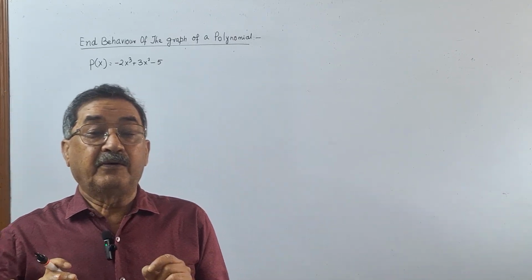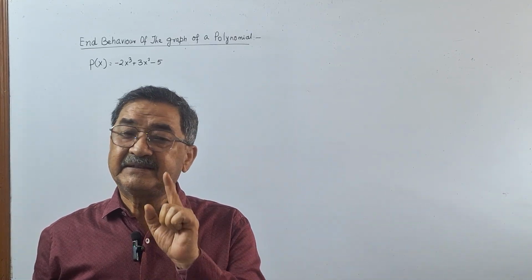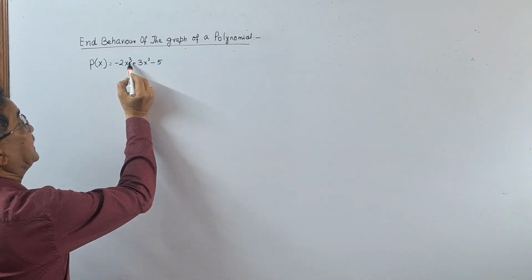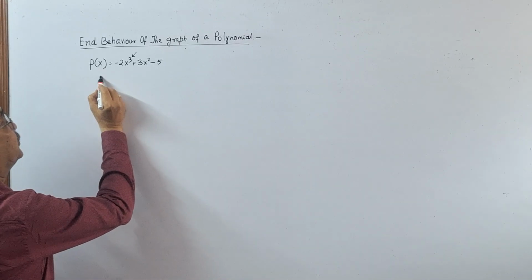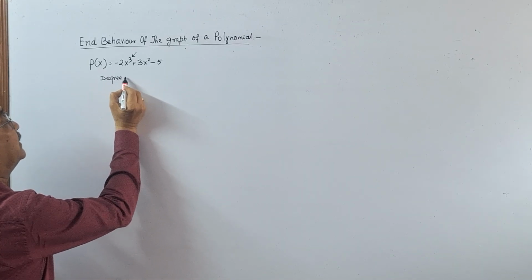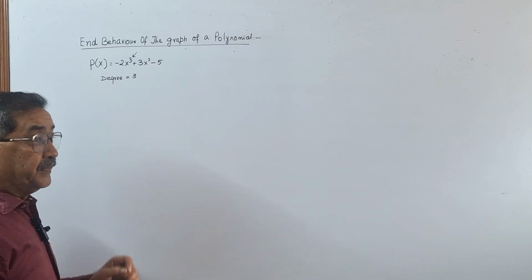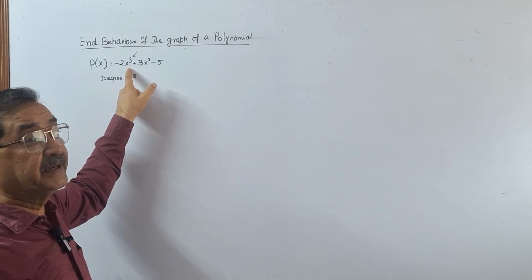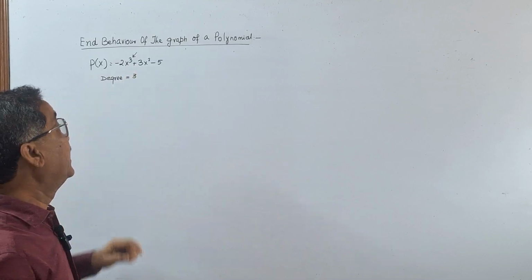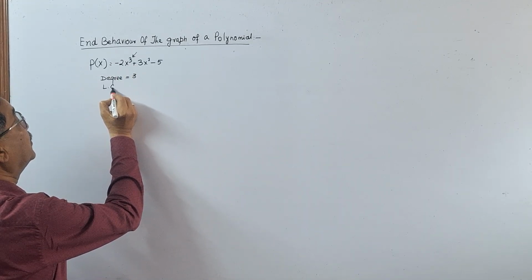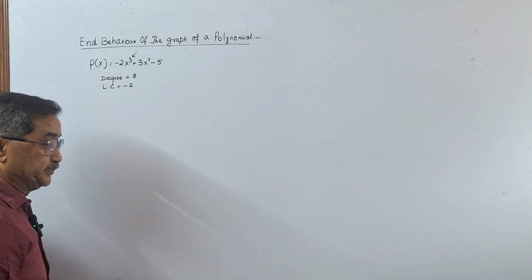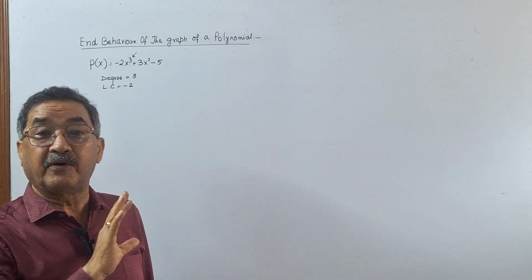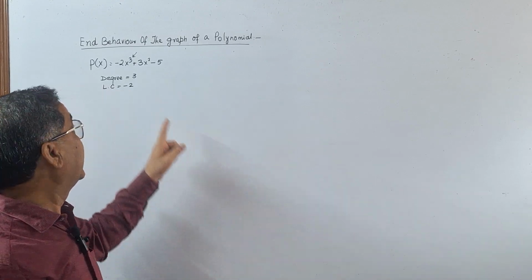Now, the degree of the polynomial is always the highest exponent in the polynomial. Over here, the highest exponent is 3. So, the degree of the polynomial is 3. Then, the number or the coefficient of the highest degree or the highest exponent variable is called the leading coefficient, which is negative 2.